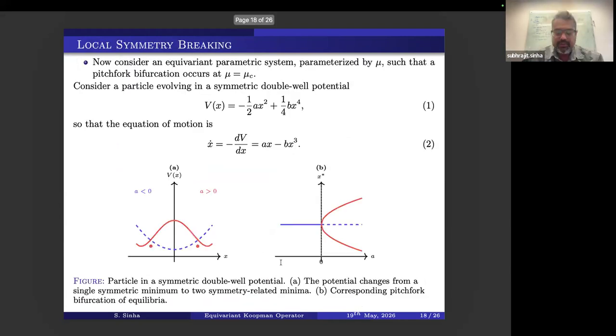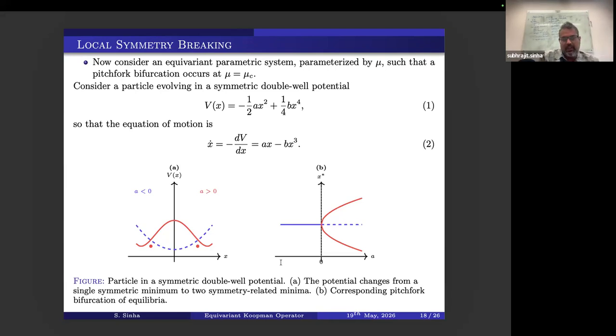Now that we have seen how the Koopman operator interacts with a symmetric system, let's talk about symmetry breaking. What do we mean by symmetry breaking? Let's say we consider an equivariant parametric system parameterized by mu, such that a pitchfork bifurcation occurs at mu equals mu_c.